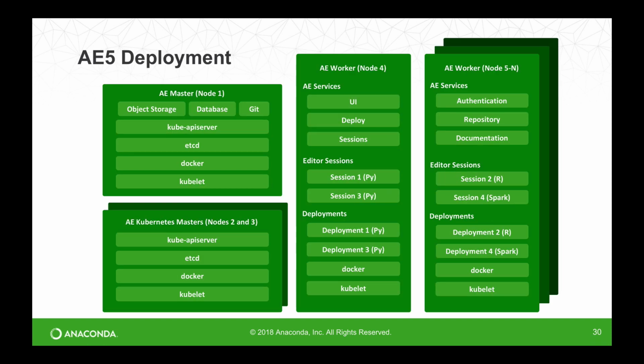And then if you think about a multi-node AE5 deployment, where you've got multiple servers, perhaps multiple masters for redundancy, and then multiple worker nodes for scale, you can see that essentially those containers from that previous diagram are distributed across those different nodes, and this is how you scale up Anaconda Enterprise.